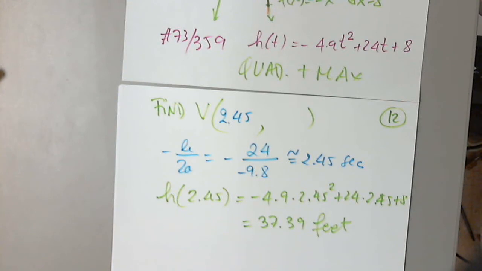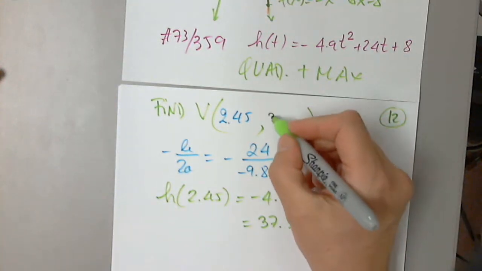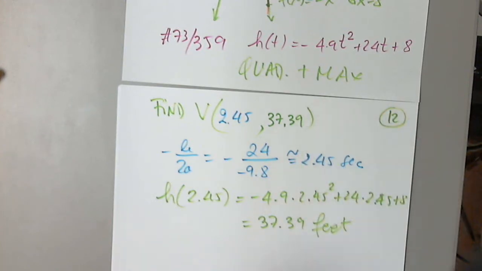Questions for me? Questions? Did we have enough of quadratic functions? Can we move on to higher degree polynomial functions now? That's all they were asking. They were asking for the time and 37.39 feet.